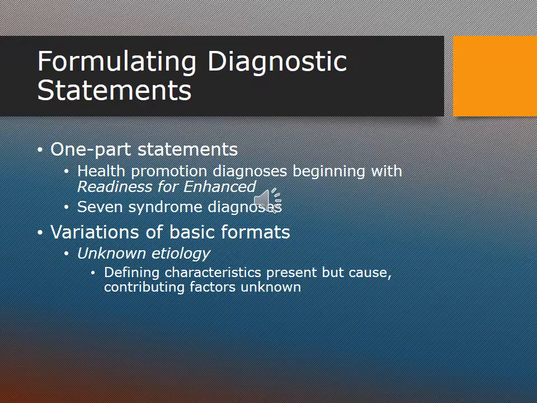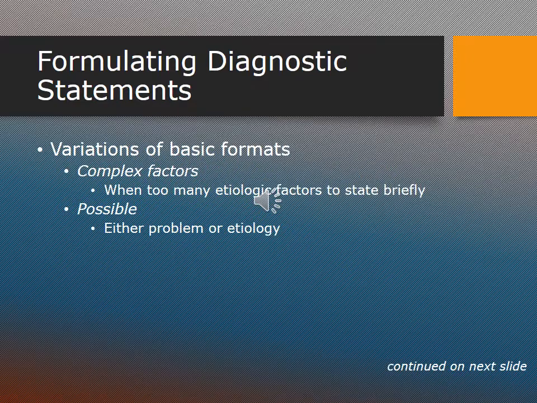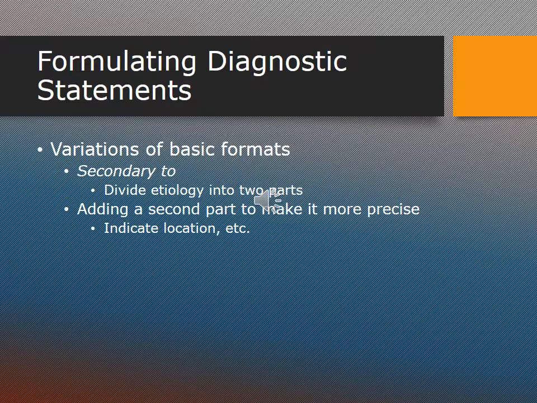We also have variations of the basic format where you have an unknown etiology. So you have defining characteristics present, but you don't know what the cause is. We can also have complex factors when there's too many known causes to briefly state. And then we have possible, and that's either a problem or an etiology. And then we have the secondary to. Secondary to is an important part because it can divide the etiology into 2 parts.